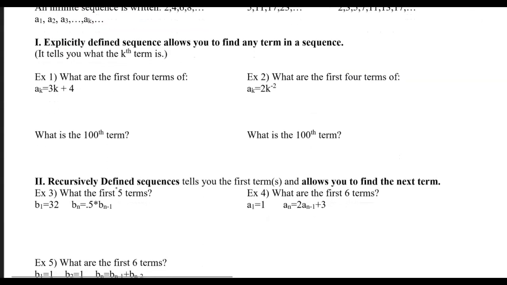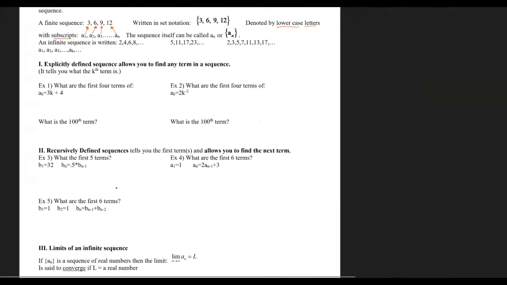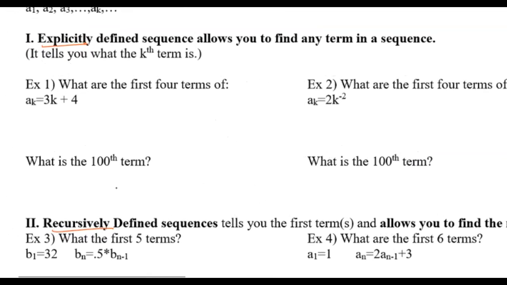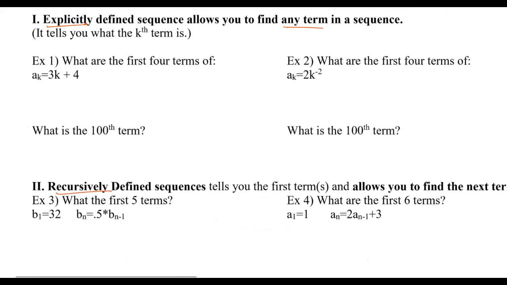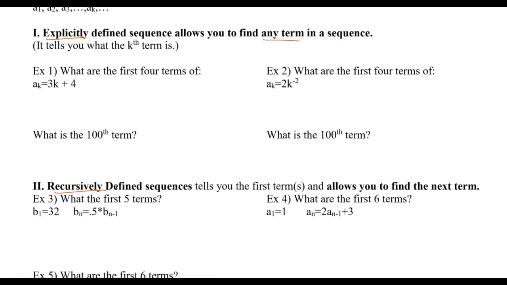All right. Now, there are two different ways to define a sequence: explicitly and recursively. First, we're going to go over explicitly. Explicitly defined sequences allow you to find any term in a sequence. Any term. Versus recursively allows you to build from one term to another. So recursively, in order to know a certain term, you need to know another term in the sequence.